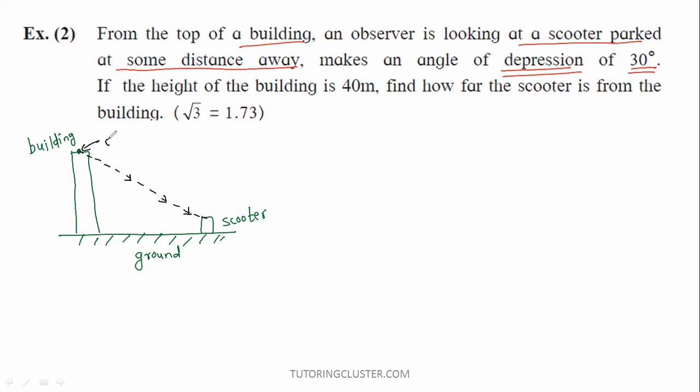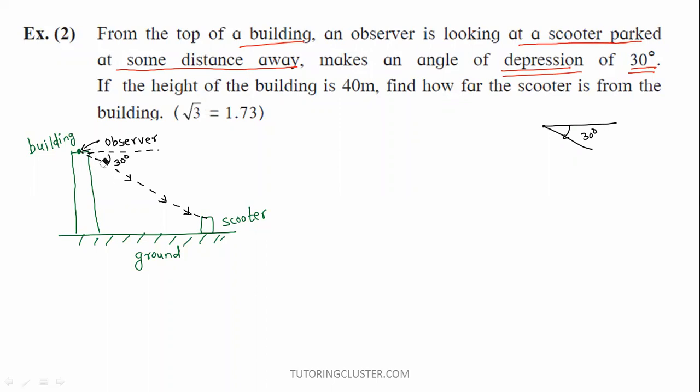Where is the observer? This is your observer, making an angle of depression. So this angle, how much is it? 30 degree. Okay, how do we measure the angle of depression? If this is your horizontal line, the angle is measured in anti-clockwise direction. So if I am drawing one line here, this angle is going to be 30 degree and not this. Okay, remember the definition.